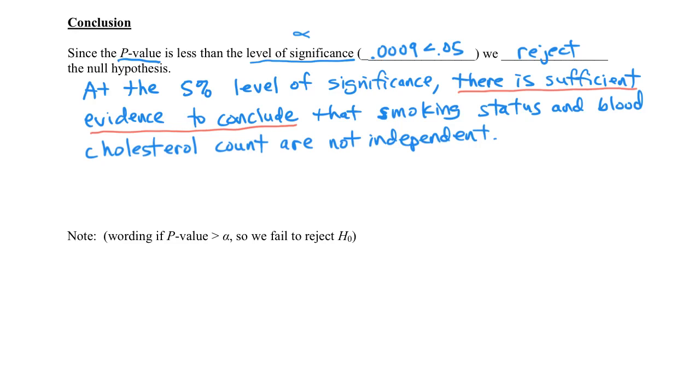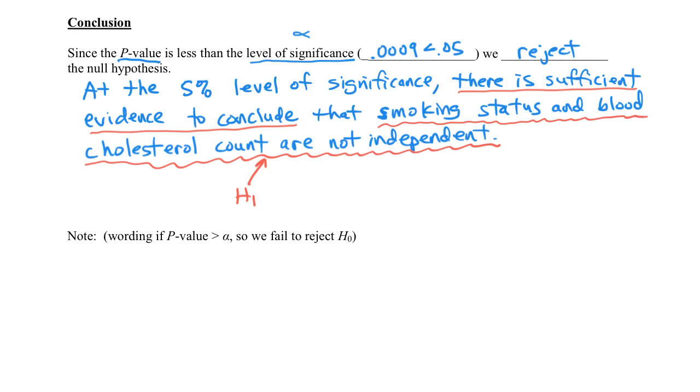And now we're just going to write H1, right? We rejected the null hypothesis, so we are going with the alternate hypothesis. If you look over here, we're basically saying H1. Here's H1: smoking status and blood cholesterol count are not independent. Isn't that just H1 right there? So that part's the same as before. We mention alpha, and then we say there is sufficient evidence to conclude H1.